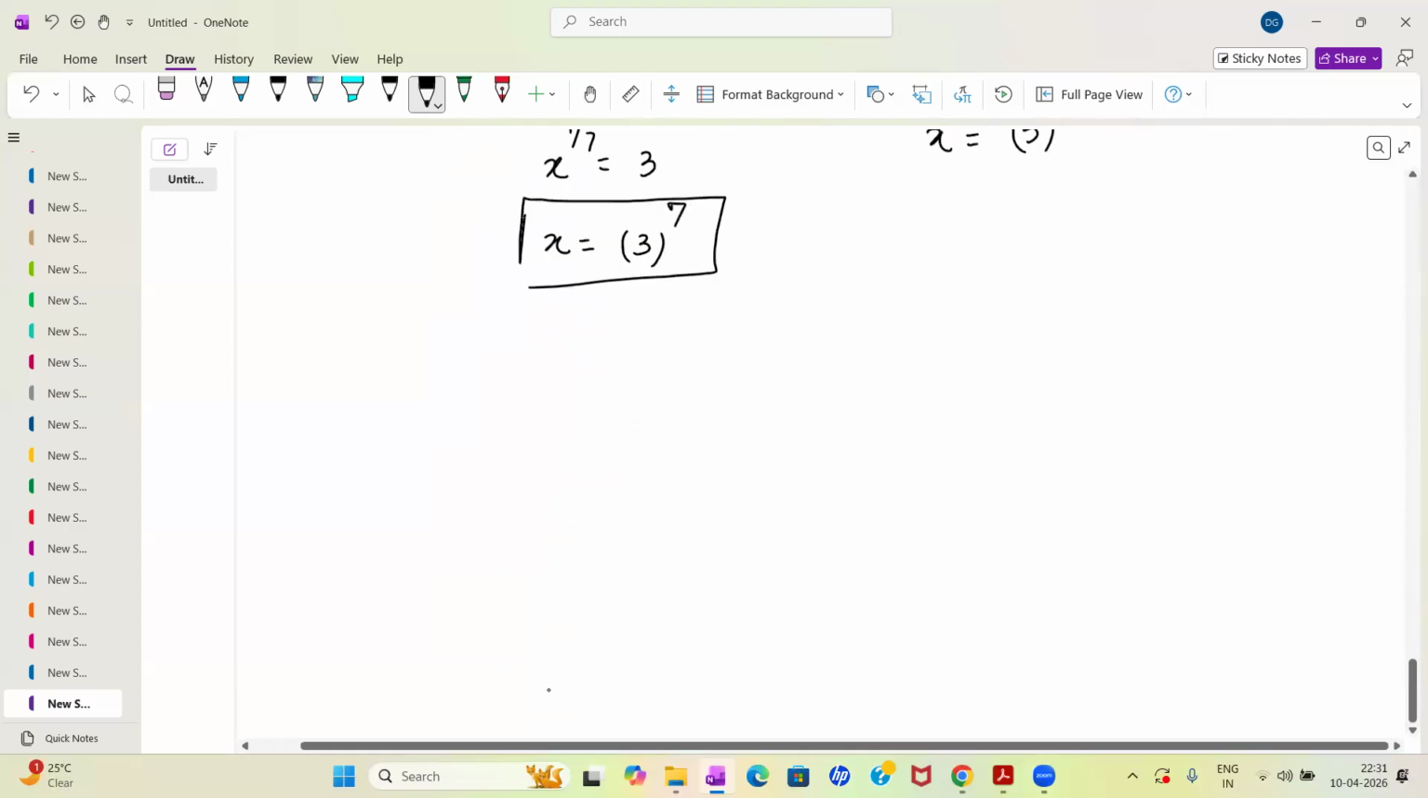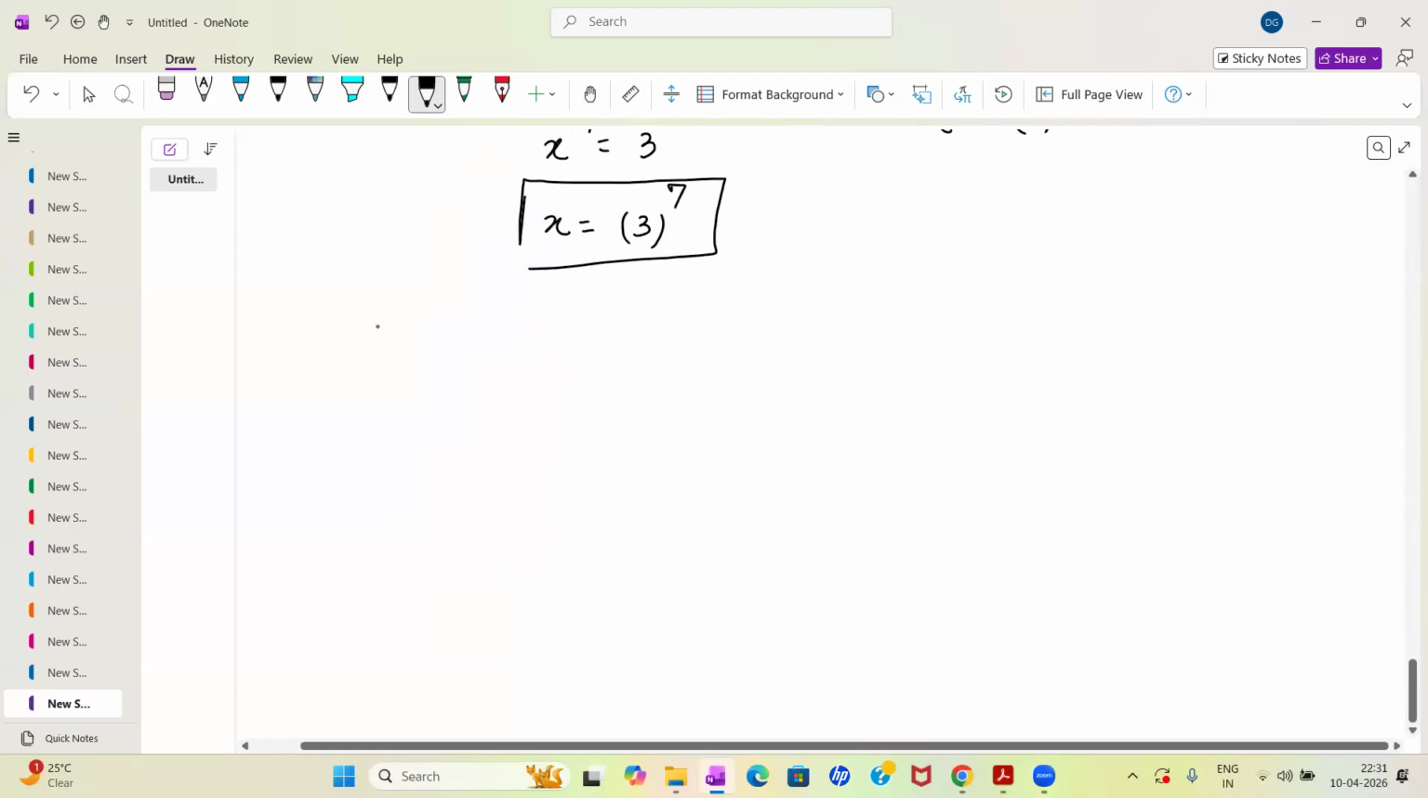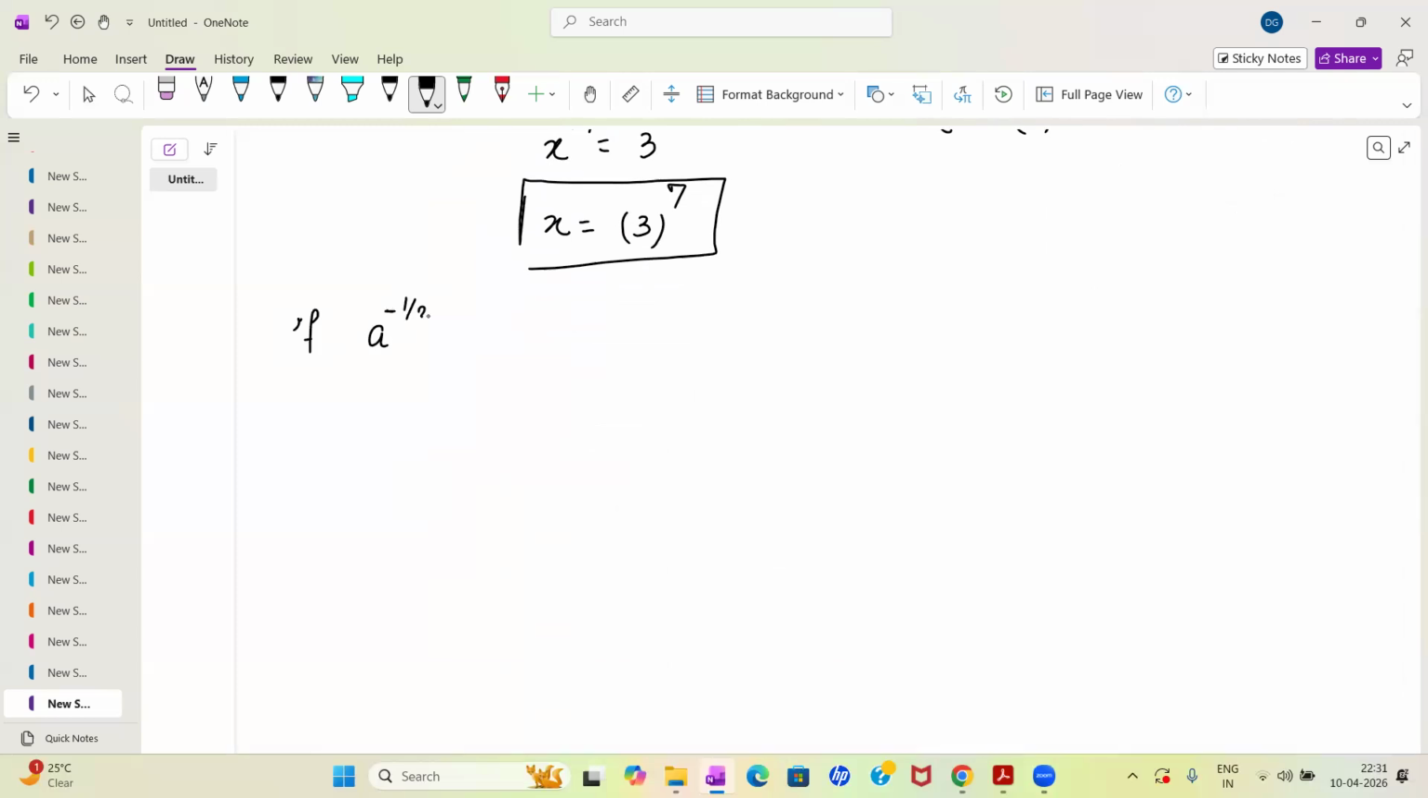Let's do some exercises. If a to the power minus 1 by 2 is equal to 3, then what is the value of a? Here the power is negative. We can solve this question by two methods, method number 1 and method number 2.